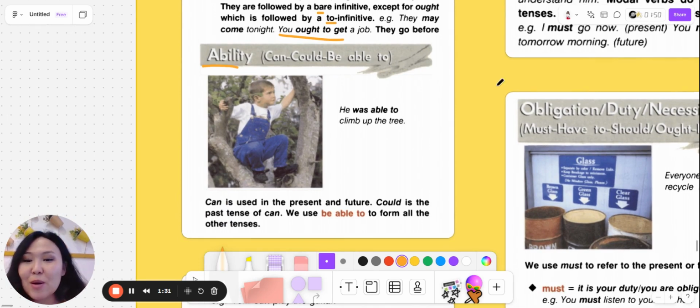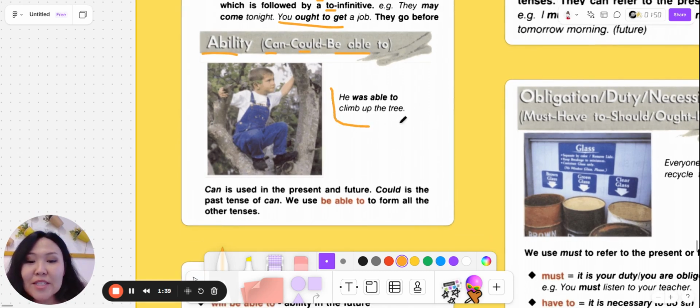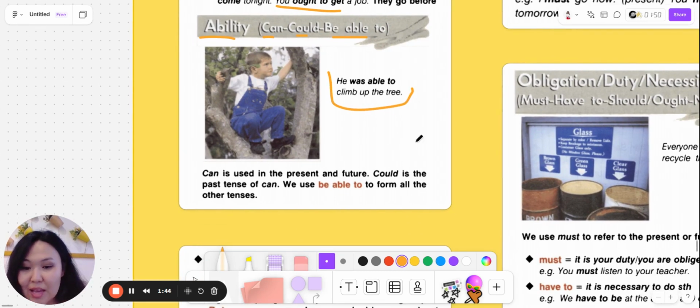Ability. When we talk about ability, we can use these three: can, could, and be able to. So here we have an example. He was able to climb up the tree. And can is used in the present and future. I can meet you tomorrow. I can speak, I can walk. So this is physical ability to do something.